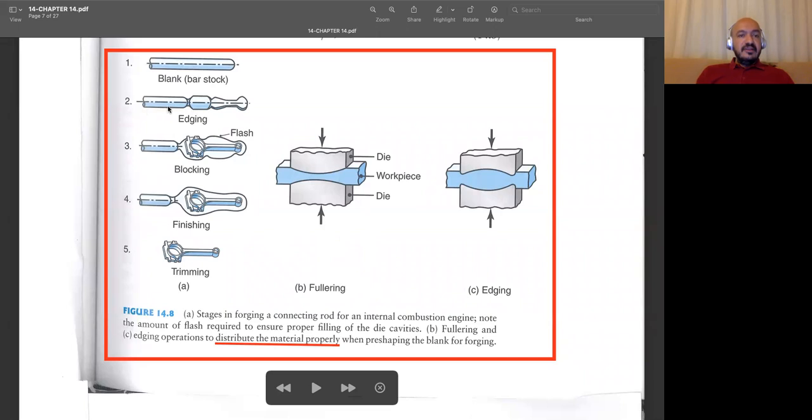So in the second stage, edging is performed, and then we do some blocking, or again, some simple forging operation. You see, now we have too much flash around. And lastly, we do some extra forging operation so that the desired shape is obtained. And lastly, we need to get rid of this flash, and this is called trimming.